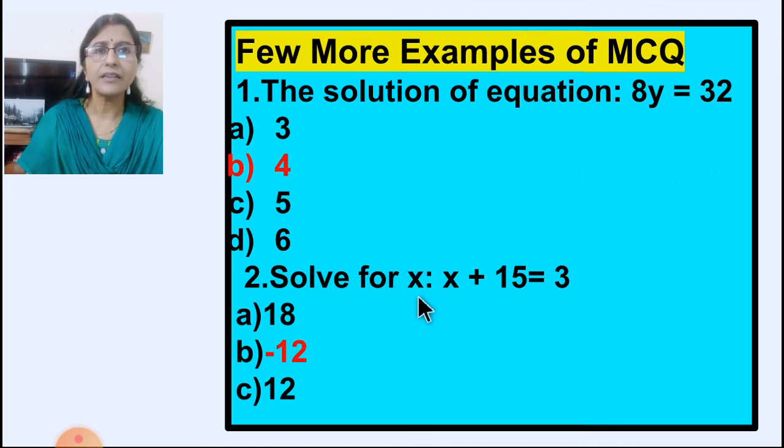Now the next one, solve for x. x plus 15 is equal to 3. So let us do it by the transpose method. If you want, you can do it by the first method also. So here plus 15 we will take to the other side. It will become minus 15. So x is equal to 3 minus 15. And 3 minus 15 is minus 12.